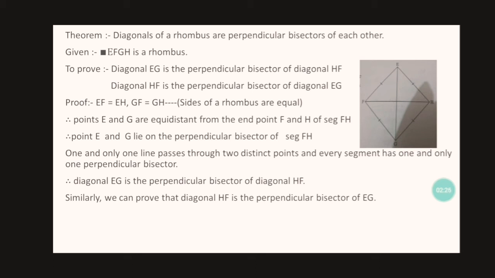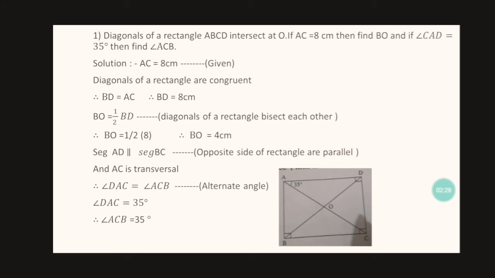Now we move on to the next one. Here we start with the first exercise, that is exercise number 5.3, first problem. Diagonals of rectangle ABCD intersect at point O. This is rectangle ABCD in which the diagonals intersect each other at point O. Sorry, BO is not given to us, AC is given to us, and we are supposed to find BO.